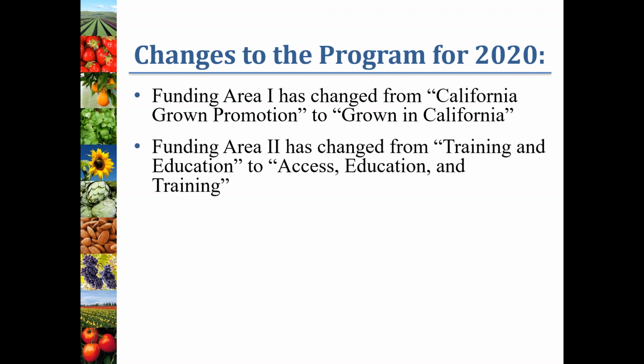Funding Area 2 has changed from Training and Education to Access, Education, and Training. Access to nutritious specialty crops is an important issue locally and at the state and federal levels. Program priorities around access have been incorporated into the nutrition funding category for a number of years, and the change in the funding area language is intended to emphasize access as equally important to nutrition education and training.